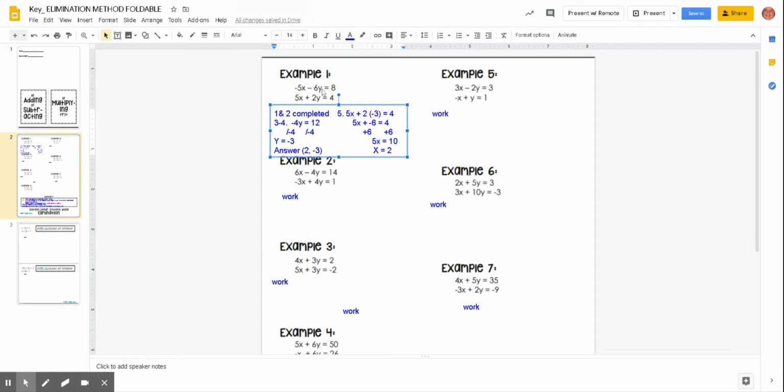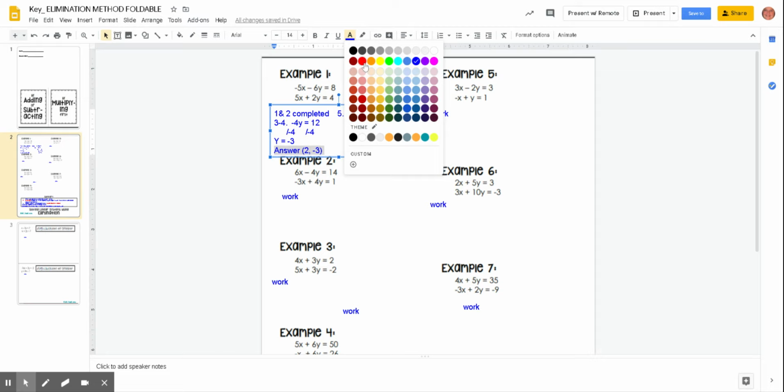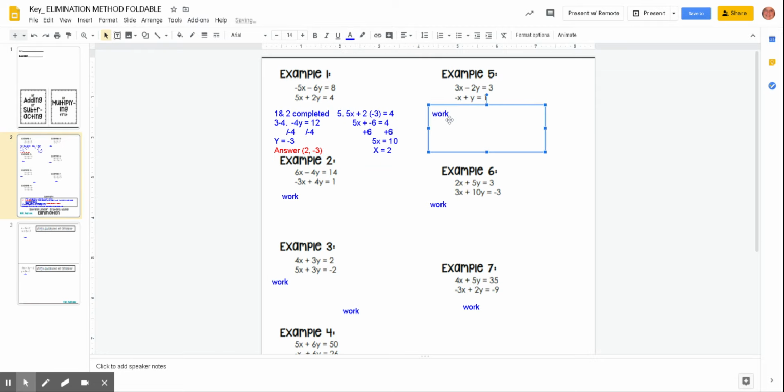So 2 times negative 5 would be negative 10. And negative 3 times negative 6 would be positive 18. So negative 10 plus positive 18 would, in fact, be equal to 8. So my answer is correct. Just going to change the color on that so I can see the answer. So I'm going to make that red.